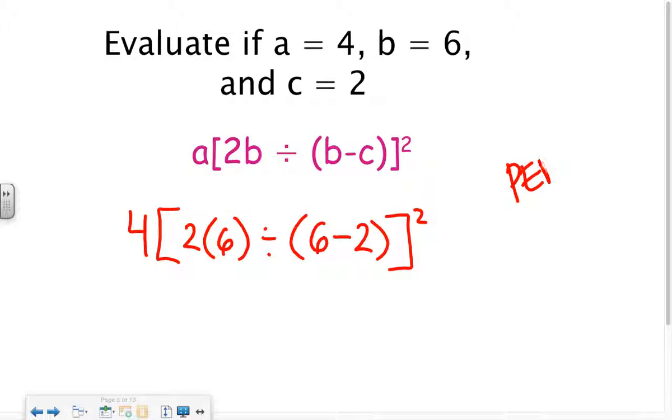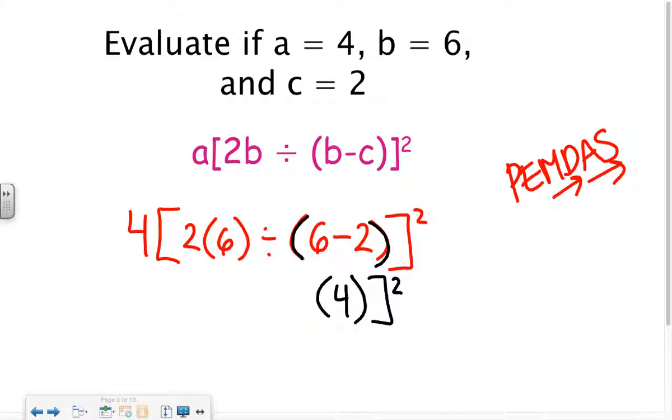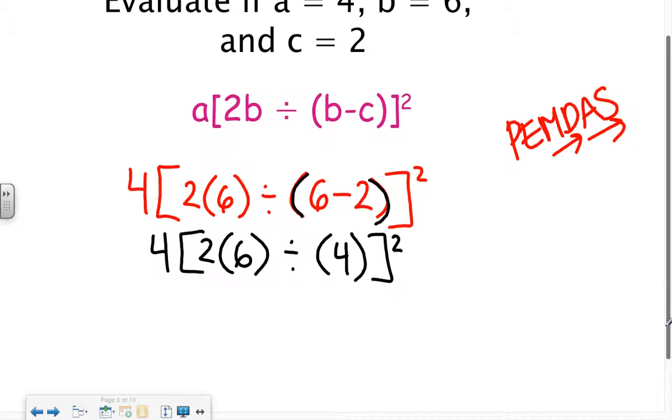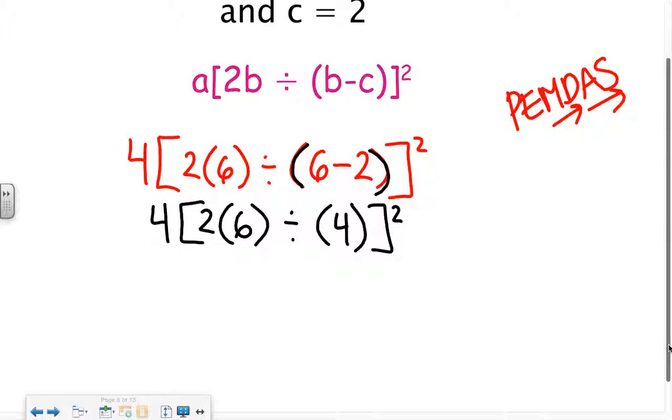So if I follow PEMDAS again, I'll start off with my parentheses. I've got multiplication, division, and subtraction within my parentheses, but my innermost parenthesis is this one right here, so that's where I'm going to start. So 6 minus 2 is 4. Now within my parentheses, I have just multiplication and division, so I'll work from left to right. So then 12 divided by 4 is 3.